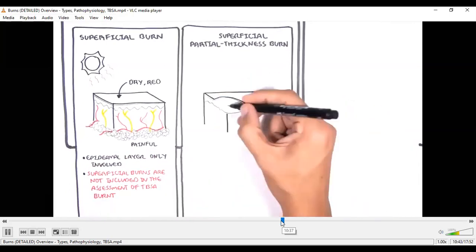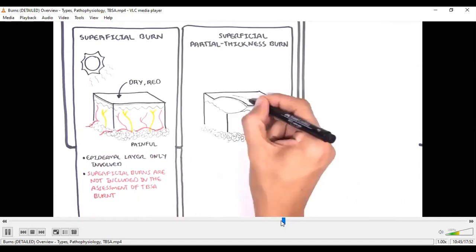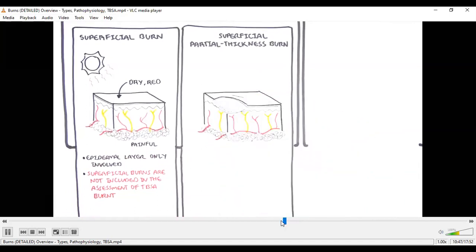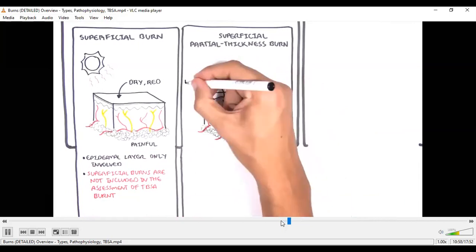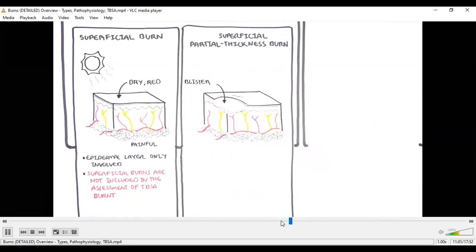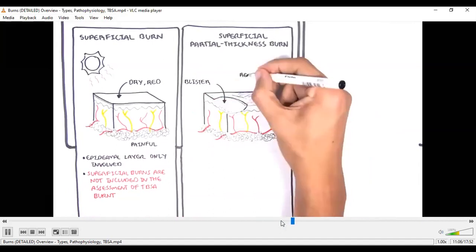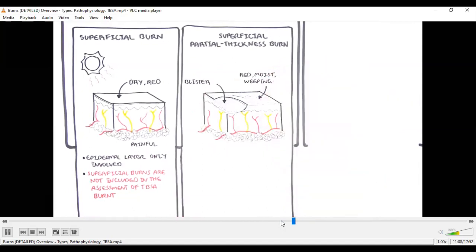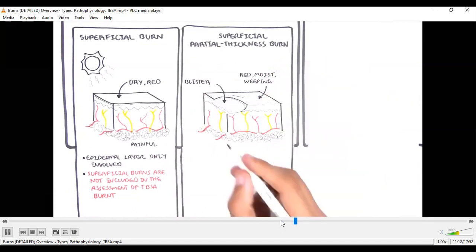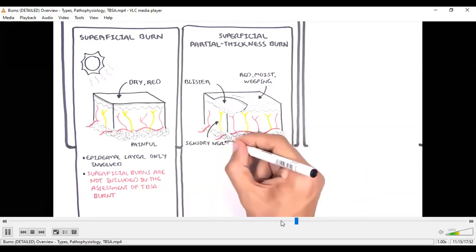In superficial partial thickness burn, you are causing damage all the way to the papillary layer of the dermis, so the upper dermis. And because you are going all the way to the upper dermis, you are allowing the blood vessels to increase permeability into blister formation, which then can subsequently rupture. The feature of the burn is red, moist, weeping with ruptured and unruptured blisters. The burn here is very painful.